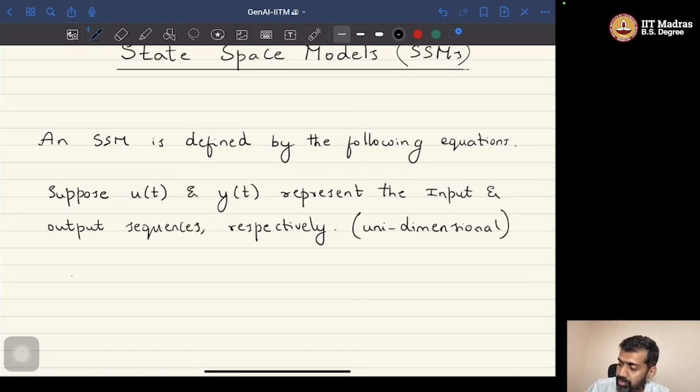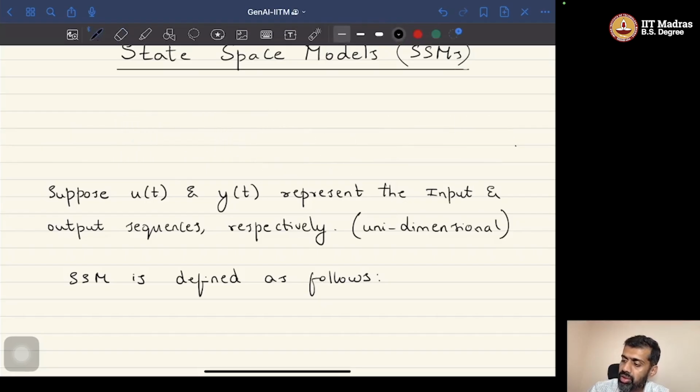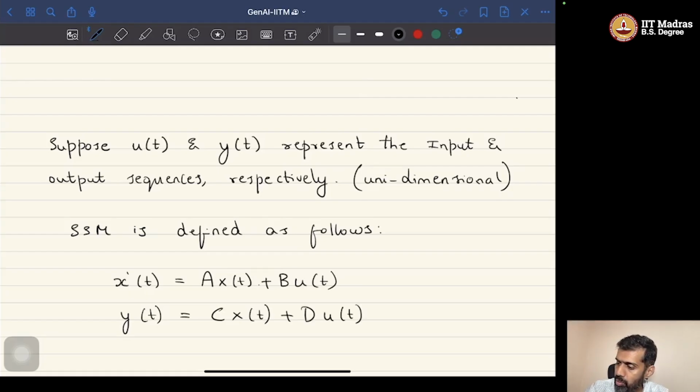Now with this, given that we have a one-dimensional input and output sequence, the SSM is defined as follows. x dash of t is A times x(t) plus B times u(t), and y of t is equal to C times x(t) plus D times u(t). So this is the definition of a state space model.